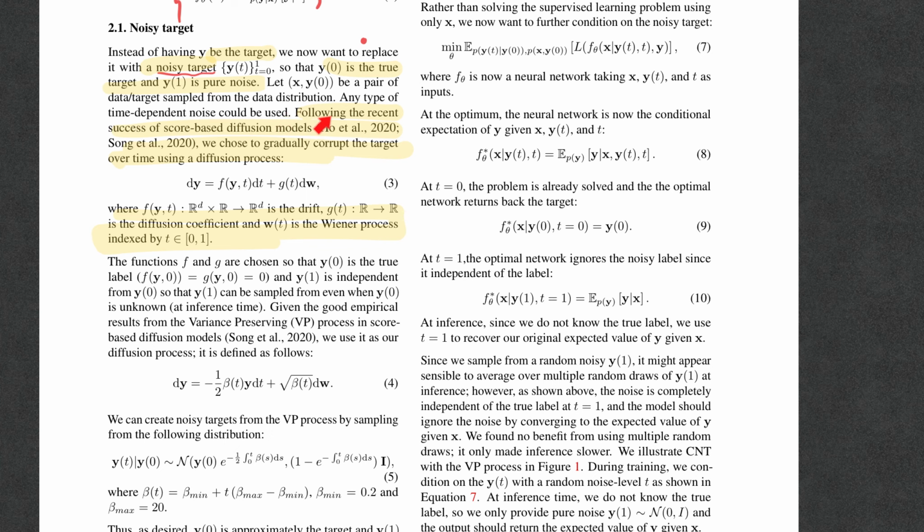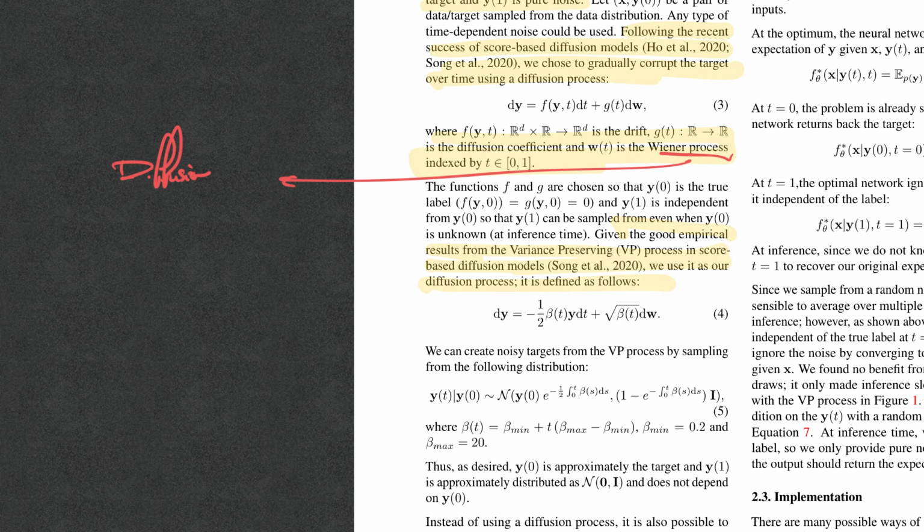For the noisification procedure, they basically follow the recent developments in the diffusion schemes. Let's read it together. Following the recent success of score-based diffusion models, they chose to gradually corrupt the target over time using a diffusion process. This is the diffusion process that they consider, and W_t is the Wiener process, which is used in discussions of Brownian motion. Following the empirical evidence from the variance preserving process, again in the context of score-based diffusion models, they used it for the diffusion process, and it's defined like this. So, given that y, the actual non-noisy target, is y_0, y_t is sampled like this from this variance-preserving Gaussian distribution.